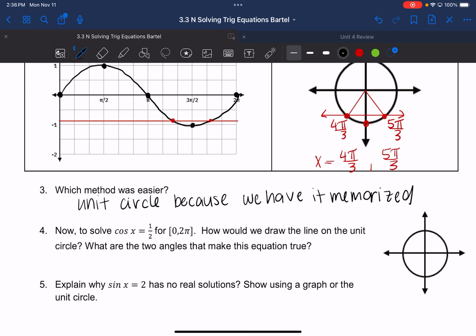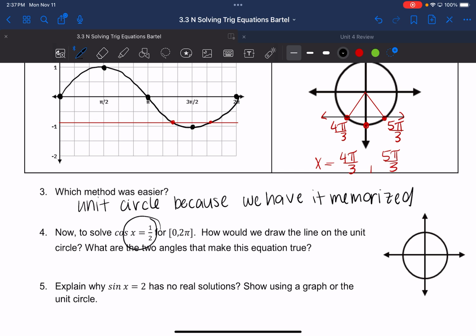So number 4 then says, now that we've decided unit circle is easier, they drew us a unit circle so we could answer number 4. This time they said solve for cosine of x equals 1/2 on 0 to 2 pi. Okay, so it says, how would you draw your line? Well, for sine, we drew horizontal lines, right? Because sine is y over r. Okay, so how am I going to draw a line to represent cosine? Up and down, right? And it is positive 1/2, right, is what they asked for.